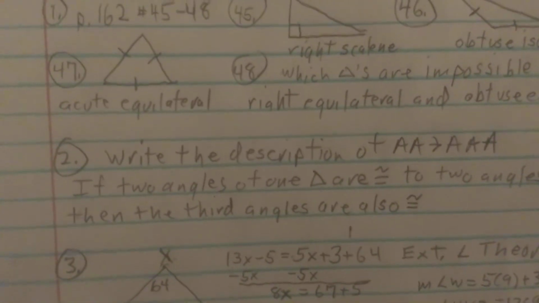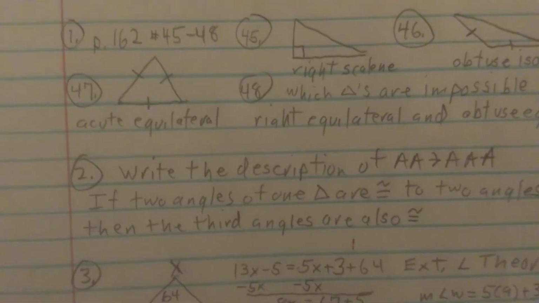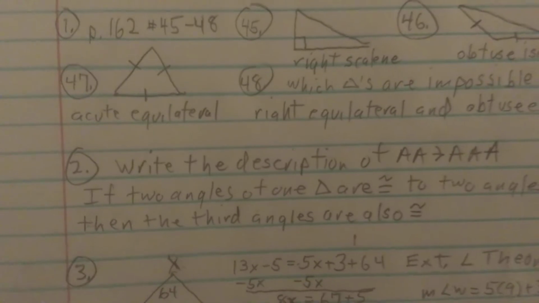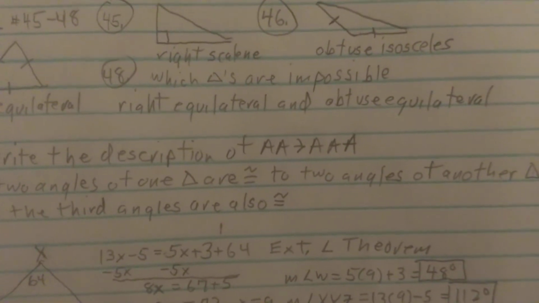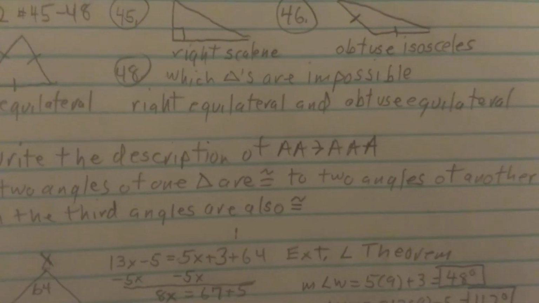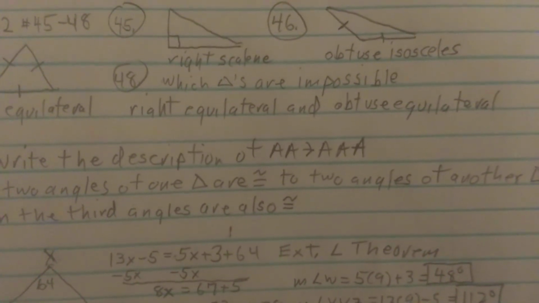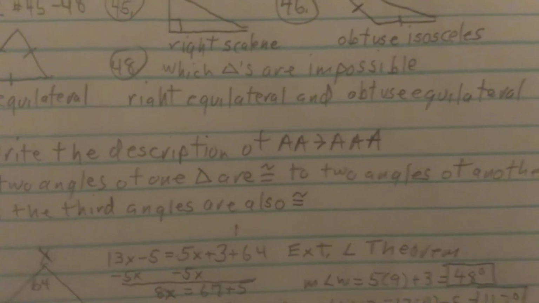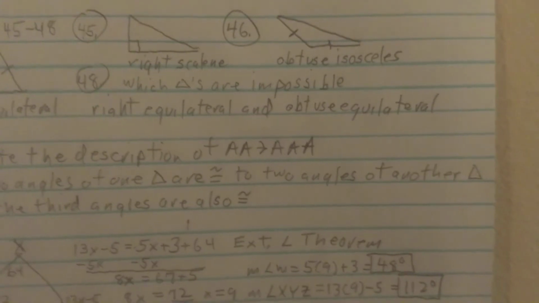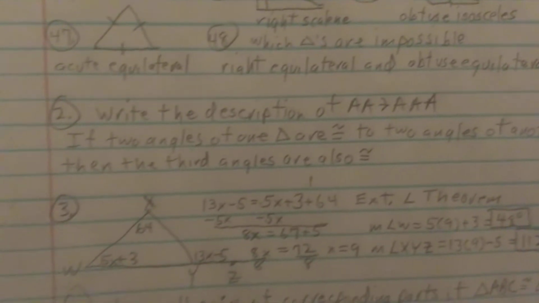Now on 47, we have all sides equal, so that makes all angles less than 90, acute, and it is equilateral. And which triangles of all the ones that are on there, A through G, are impossible? The ones that are right equilateral, because equilateral means 60 and right means 90 degrees, and obtuse equilateral for the same reason. Equilateral means 60 degrees.